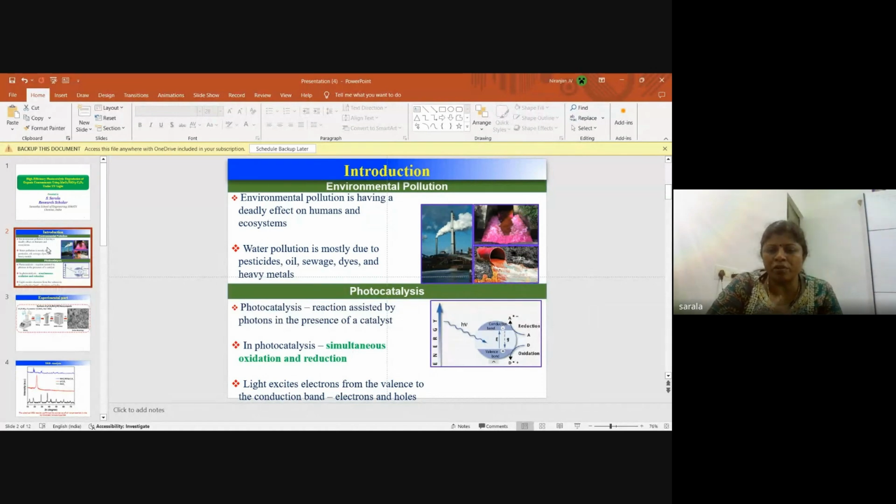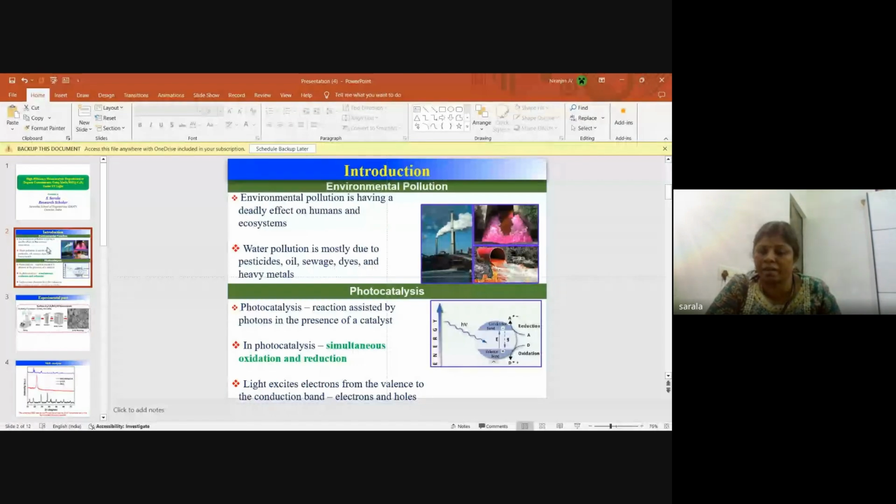Environmental pollution is my motivation for my work. Environmental pollution is having a deadly effect on humans and the ecosystem. Water pollution is mostly due to pesticides, oil, sewage, dyes, and heavy metal components. I have to use a catalytic application for removing pollutant components, the organic dye components, by the degradation process.